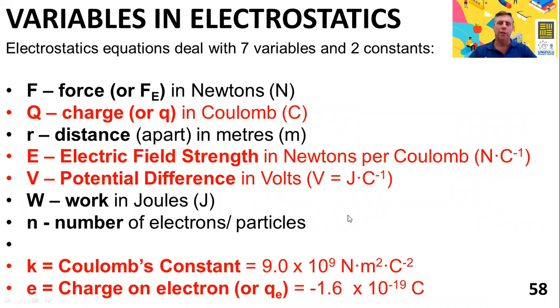Now, to do this, you'll need these 2 constants. Coulomb's constant, 9 times 10 to the 9 newton meter squared per coulomb squared. And the charge on the electron, sometimes also written as small q e, is minus 1.6 times 10 to the minus 19 coulombs. It's a negative charge. And when you look at those in scientific notation, it might not be immediately clear that Coulomb's constant is a very big number and the charge on the electron is a very small number.